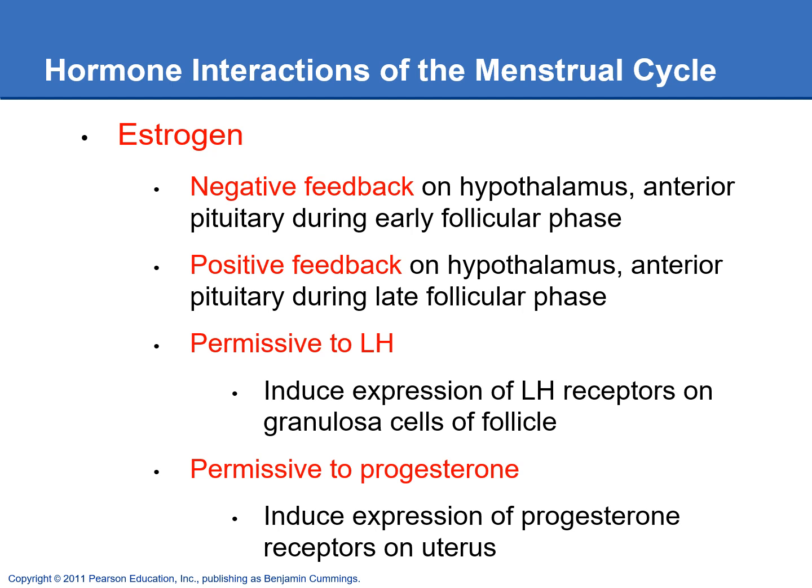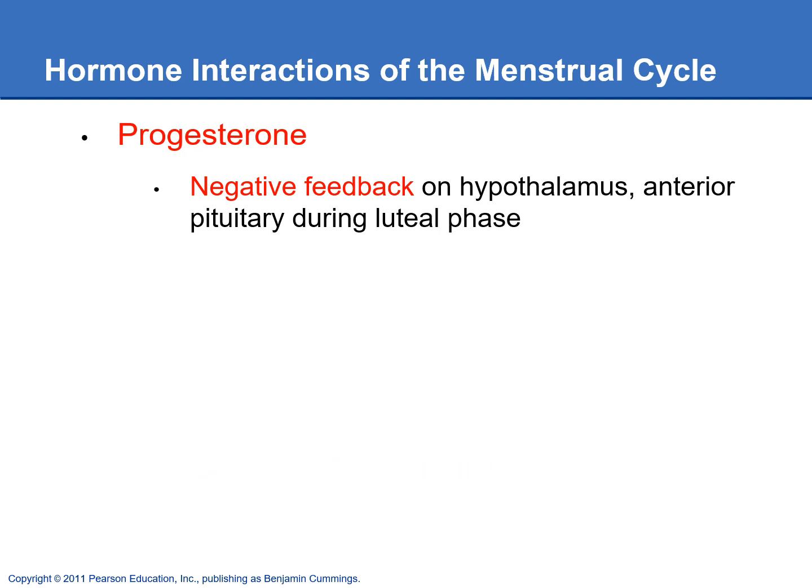There are some negative feedback effects from estrogen, and positive feedback effects. Estrogen is also permissive to LH, so it permits LH to work, and it's also permissive to progesterone. It permits progesterone to work by telling the uterus to put progesterone receptors out. And then progesterone has some interactions as well, but it's much easier. There's just a negative feedback effect from progesterone.